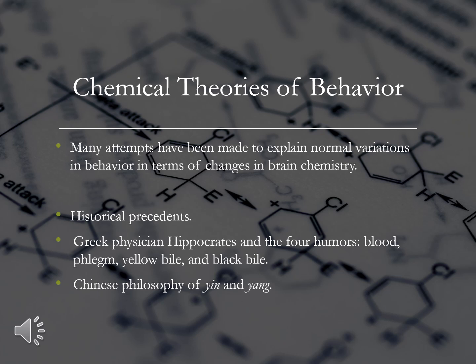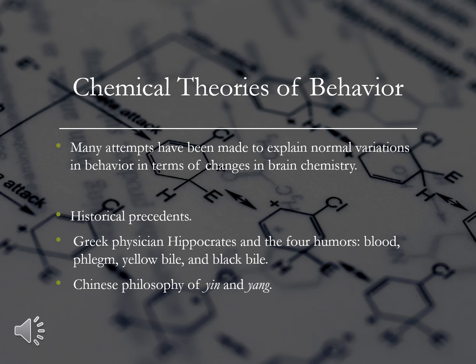So drugs that affect existing neurochemical processes in the brain often affect behavior. And this has led to many attempts to explain normal, not drug-induced, variations in behavior in terms of changes in brain chemistry. The ancient Greek physician Hippocrates believed that behavior patterns reflected the relative balance of four humors: blood, hot and wet, resulting in a passionate nature; phlegm, cold and wet, resulting in a calm nature; yellow bile, which is hot and dry, resulting in a bad-tempered nature; and black bile, cold and dry, resulting in a gloomy nature.